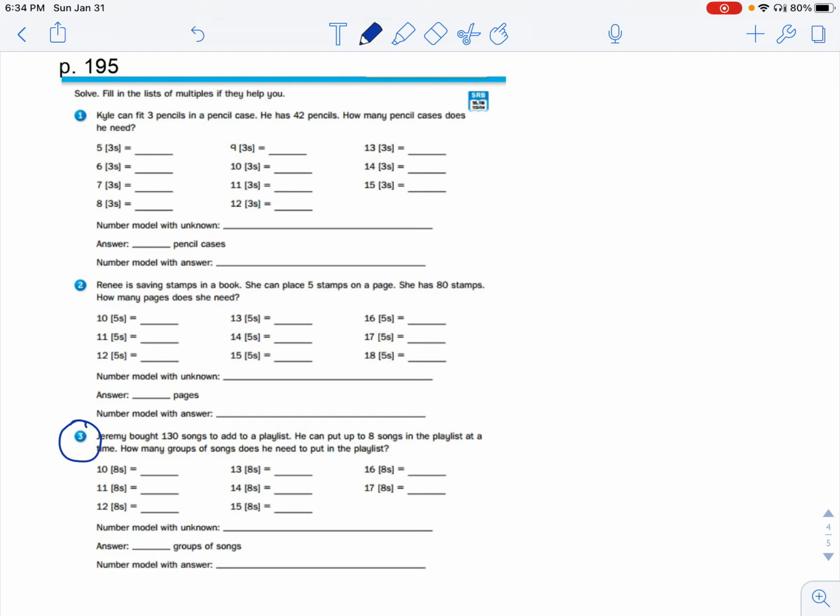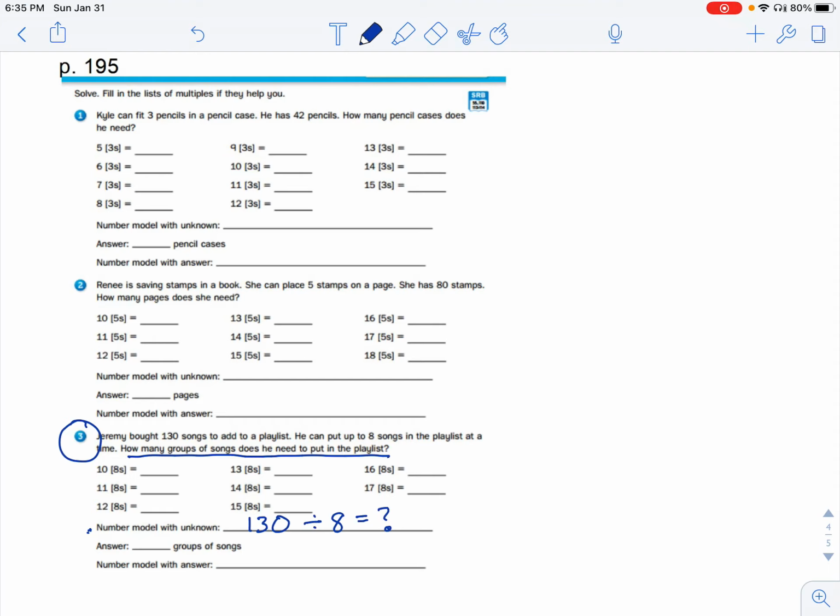Jeremy bought 130 songs to add to a playlist. He can put 8 songs in the playlist at a time. How many groups of songs does he need to put in the playlist? So I'll underline my question. I'm going to have you pause and do the number model with unknown. And you should have got 130 songs divided by 8 equals question mark.